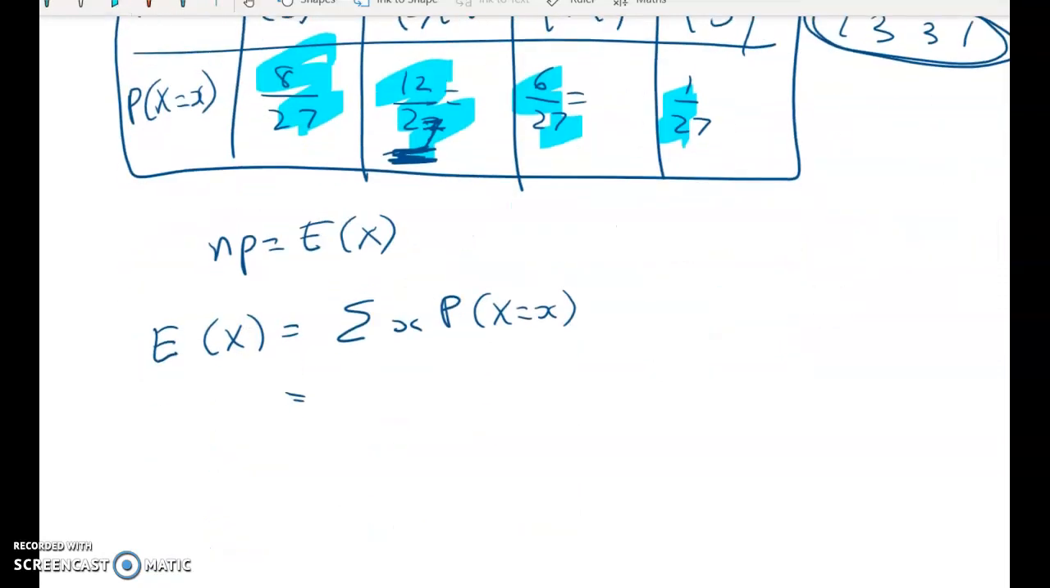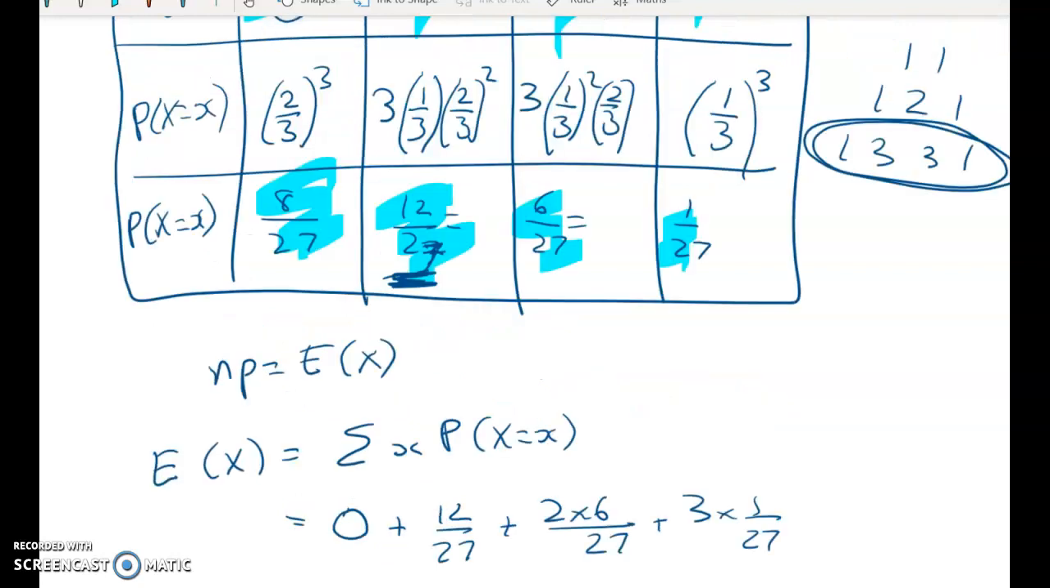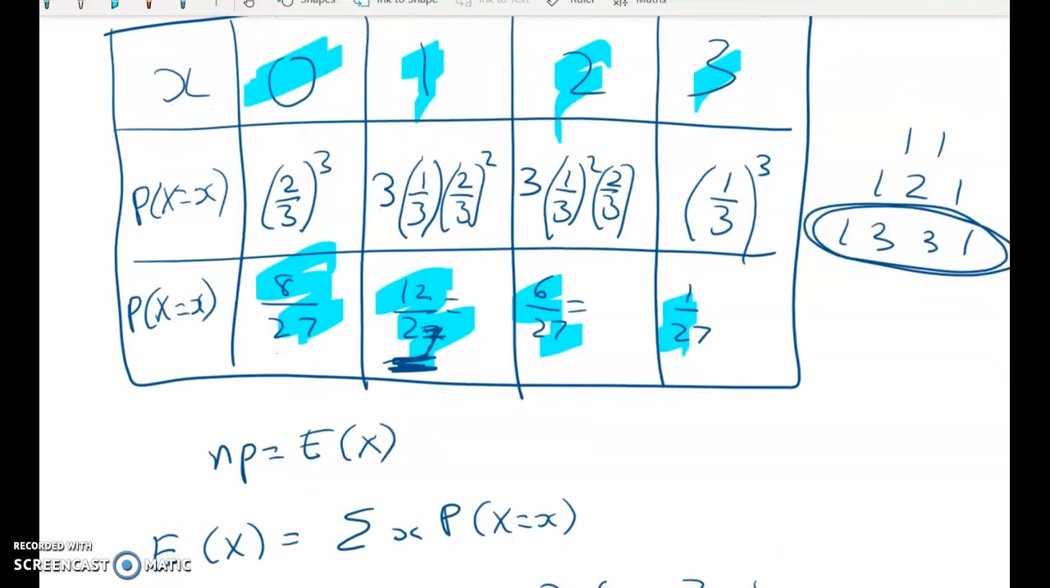So let's do that very quickly now. Here we're going to have 0 plus 1 times 12 over 27 plus 2 times 6 over 27 plus 3 times 1 over 27, which, ta-da, gives me 12 plus 12 plus 3 over 27, which equals 1. A nice question that you might be asked to do, which wasn't here, is show that the mean of the distribution is what you get from the binomial distribution formula, and that's what you would do to do that.